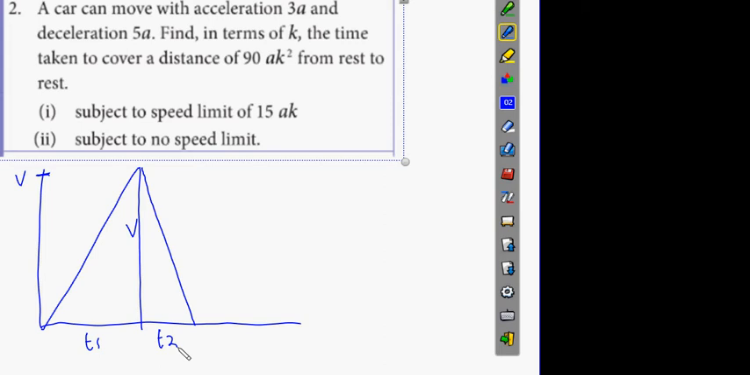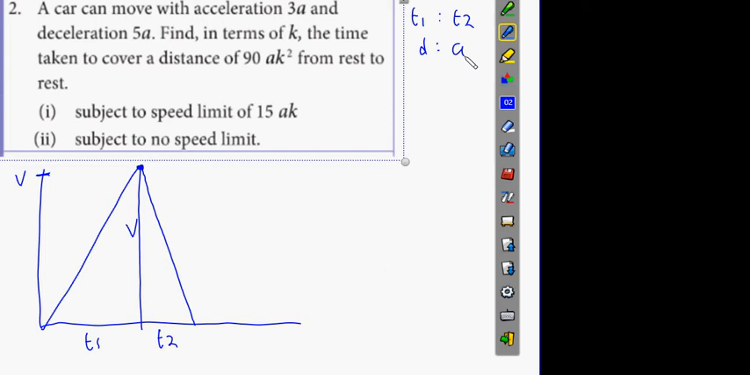Now, anybody remember the ratio of T1 to T2? Because T1 and T2 are both happening from the same speed limit. So 0 to V or V to 0, it's still the same drop or the same uplift in speed. So there's a ratio. Does anybody know the ratio? If T1 is the time spent accelerating and T2 is the time spent decelerating, what's T1 and T2 the same thing as?